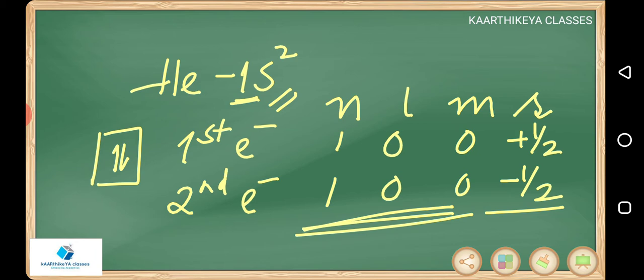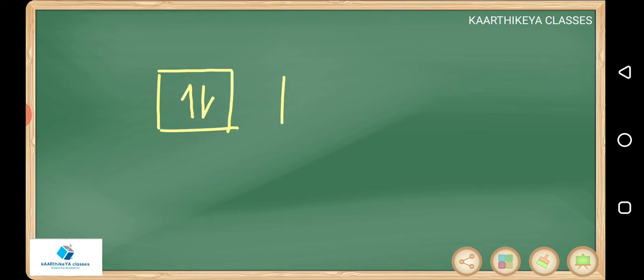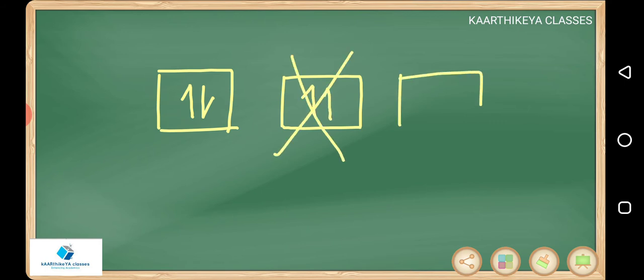Okay, now don't think that all must be different. One value may be the same, 2 quantum numbers may be the same, 3 may be the same, but all 4 can never be the same. Okay, this is Pauli's exclusion principle. Otherwise, you can say an orbital can accommodate a maximum of 2 electrons with opposite spin. This is right. This is wrong. This is wrong.